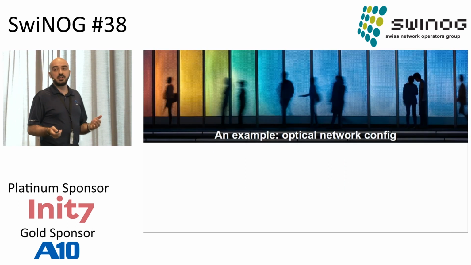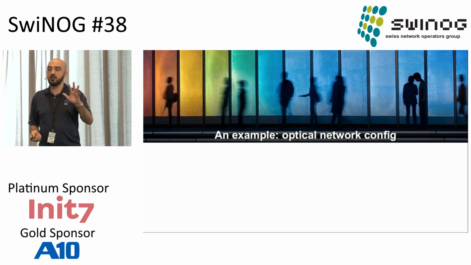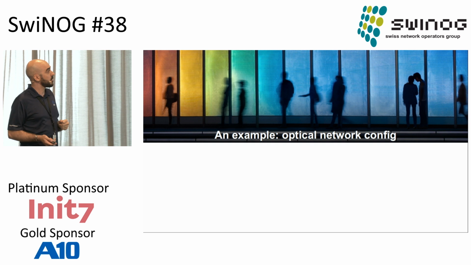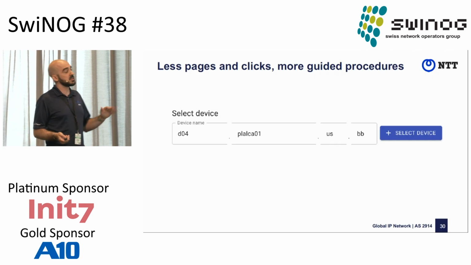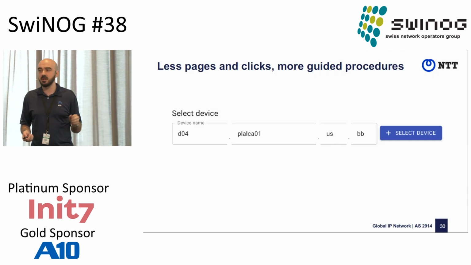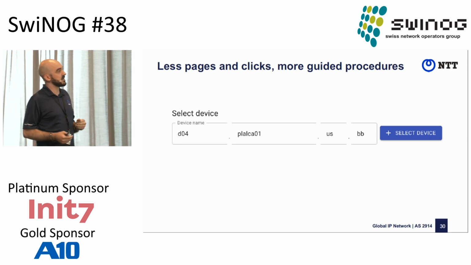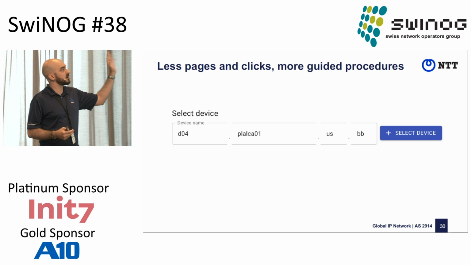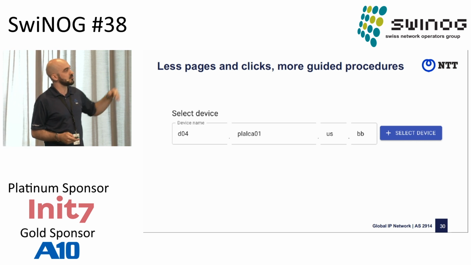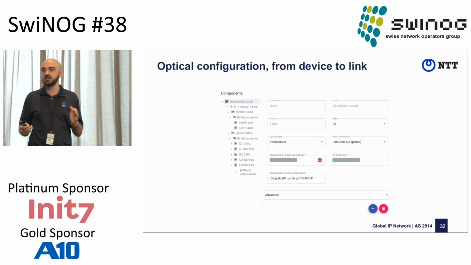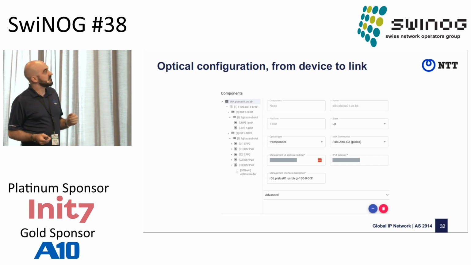So I want to give you a practical example, also to see what it looks like and what we do. This is really behind the scenes. Imagine that this is an optical configuration. We go to this page and start typing a device that exists in the system. There is autocomplete and so on. Then we select the device, boom, and we see the device in this single page. And we have an optical device.